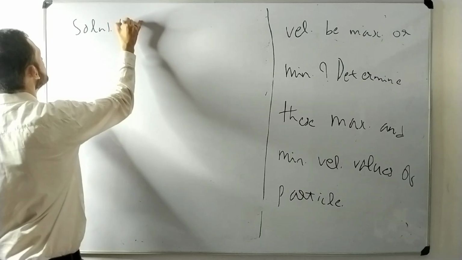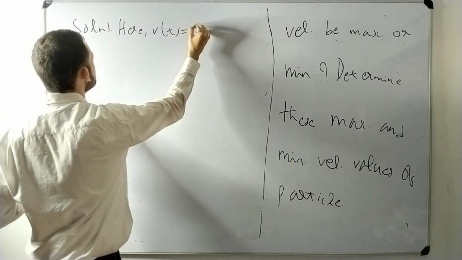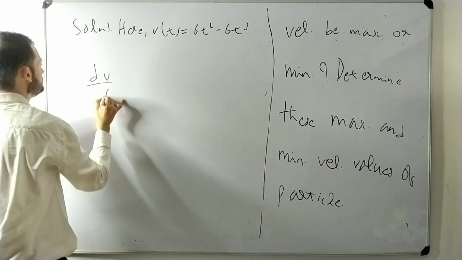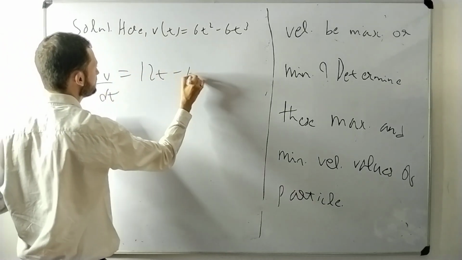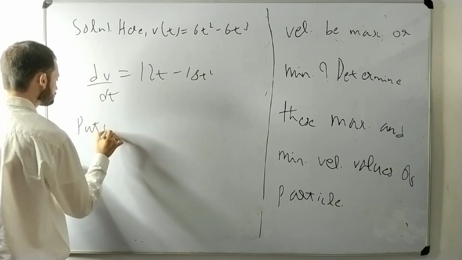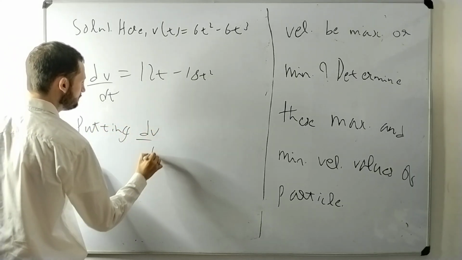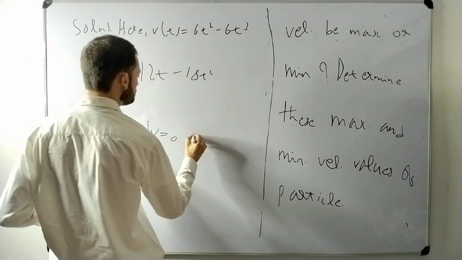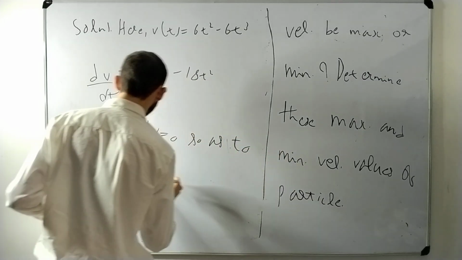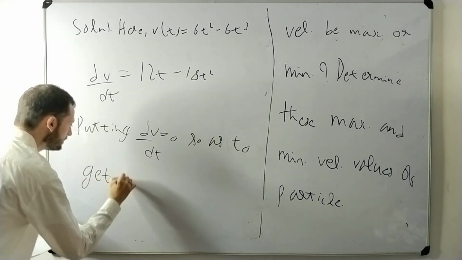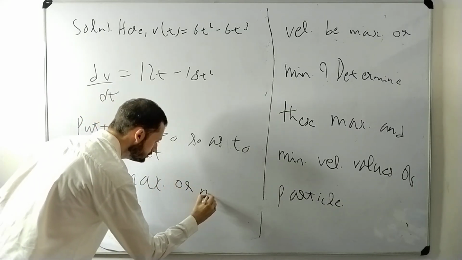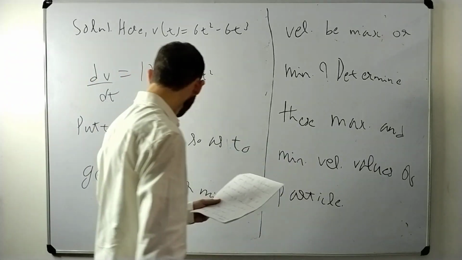Solution: velocity is 6t² minus 6t³. Then dv/dt is 12t minus 18t². Putting dv/dt equal to 0, so as to get maxima and minima.